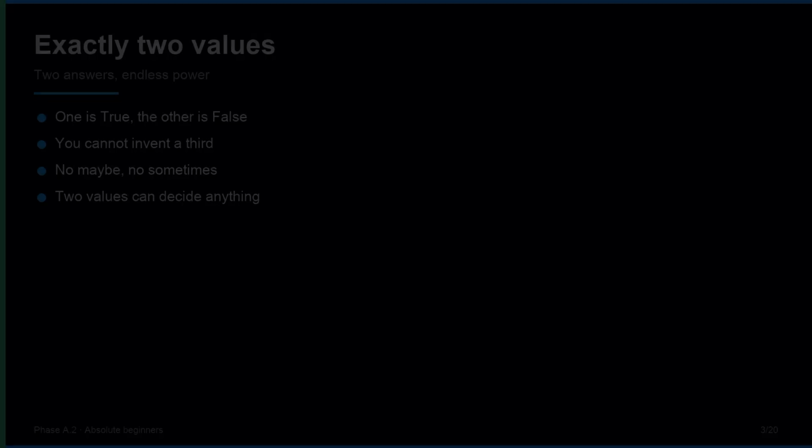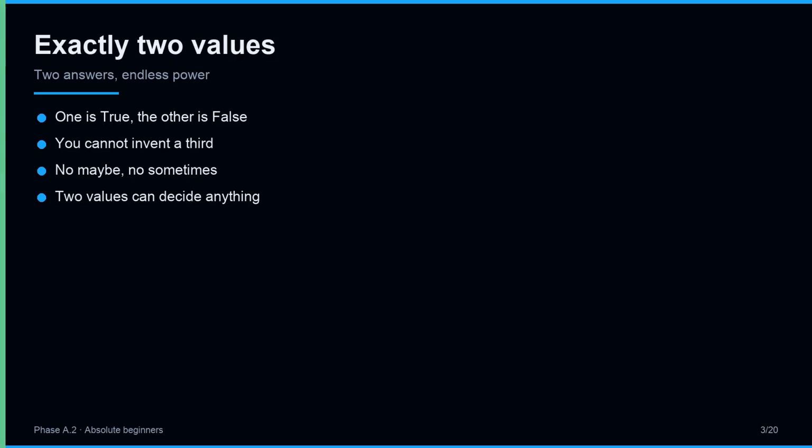There are exactly two bool values in the entire language, no more. One is true, the other is false. You cannot invent a third. You cannot have a bool that is maybe. This strict either or is the source of their power. Because there are only two possibilities, a bool can drive every fork in the road, every check, every gate. Two values sound small, but two values can decide anything.